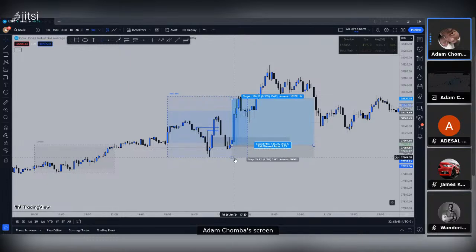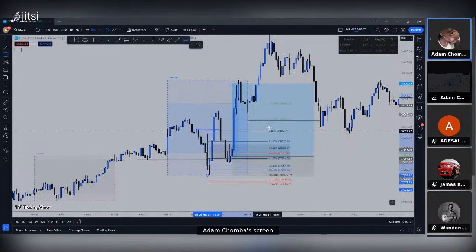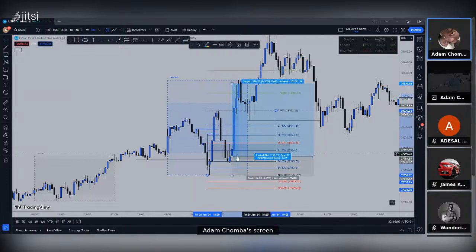You can see the risk to reward. Notice the stop loss is below here because you don't want to squeeze US30. If you use your fib, this was I think a 78 level zone, negative 27, negative 61 was hit.